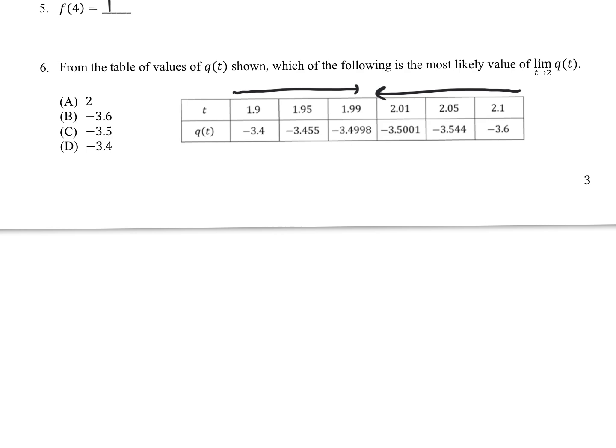But we're saying the limit would probably be about, what do you think these y values are doing? What do you think? Negative 3.4, negative 3.455, negative 3.4998 from the left, negative 3.5001. What do you think that they're coming together at? I think that's a good guess, right? Negative 3.5. From both sides, that's where our fingers would probably approach.